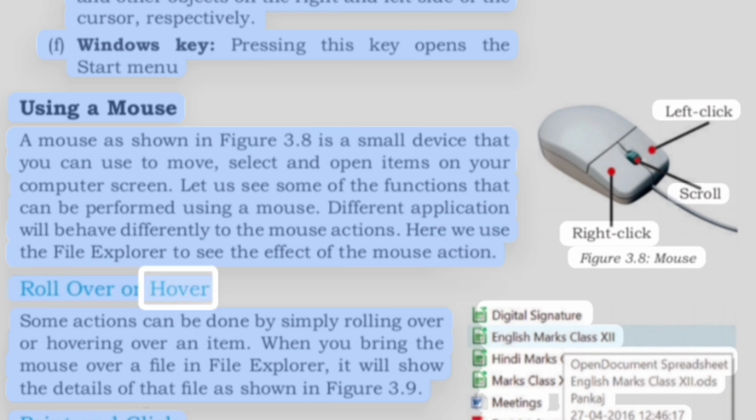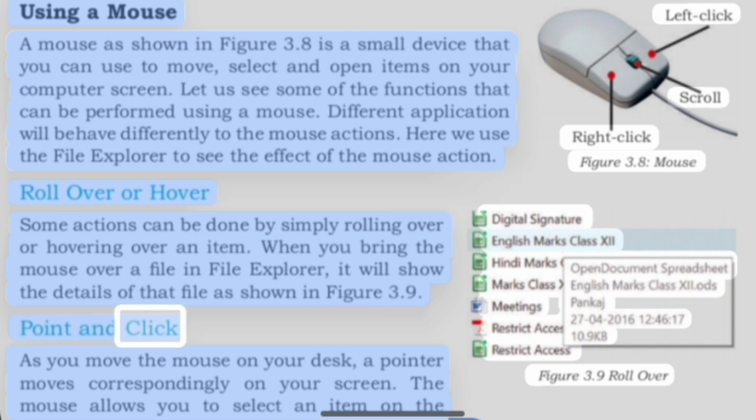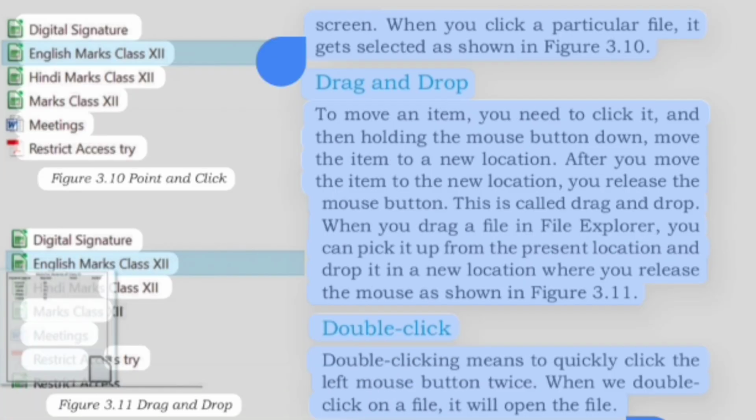Roll over or hover. Some actions can be done by simply rolling over or hovering over an item. When you bring the mouse over a file in File Explorer, it will show the details of that file as shown in Figure 3.9. Point and click. As you move the mouse on your desk, a pointer moves correspondingly on your screen. The mouse allows you to select an item on the screen. When you click a particular file, it gets selected as shown in Figure 3.10.